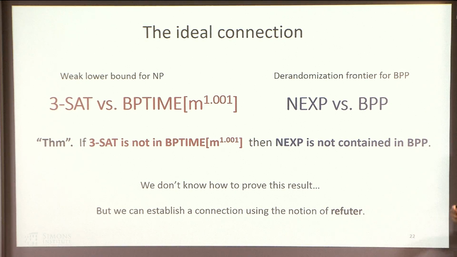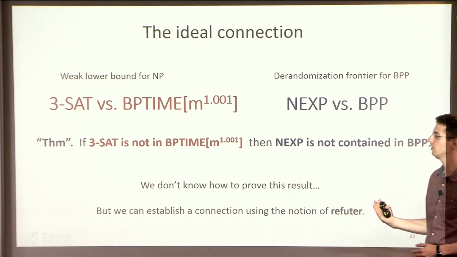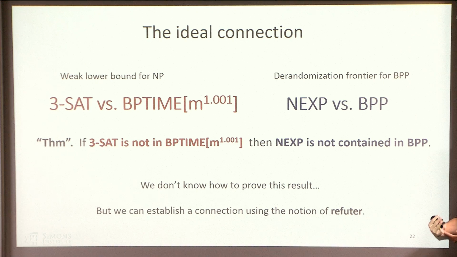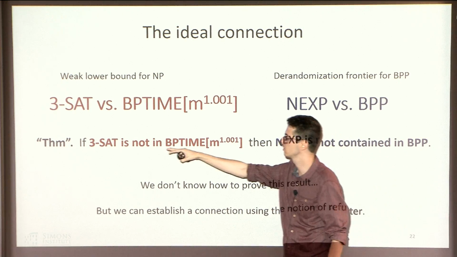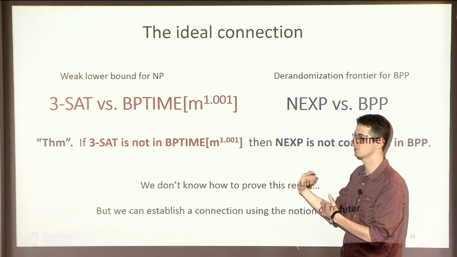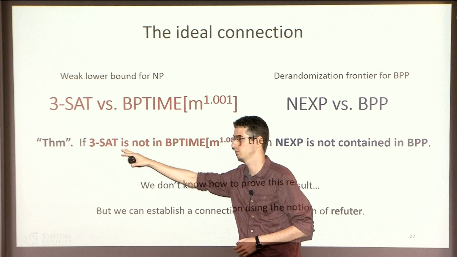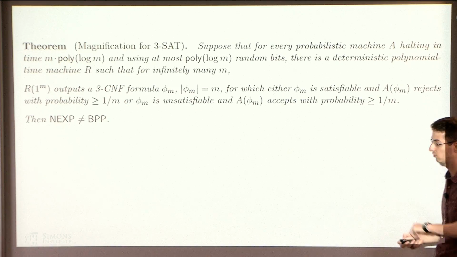We can prove something along these lines if we use the notion of refuter. So a refuter is something a bit stronger than just showing that 3-SAT is not in BPTIME. We would actually need to find an algorithm that produces hard instances for a candidate 3-SAT algorithm. Okay, so this is the formal statement.